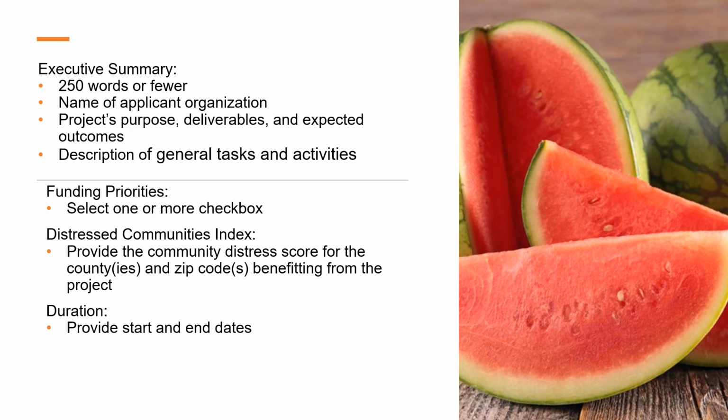As a reminder, these can be viewed in the RFP. Note that the Amplifund instructions will direct you to provide an explanation. This is not required. For the Distressed Communities Index question, use the linked map to provide the Community Distress Score for the county or counties and zip code or zip codes, which will benefit from the proposed project. Also provide start and end dates for the proposed project. Note that projects can begin no earlier than October 1st, 2024, and end no later than February 26th, 2027.